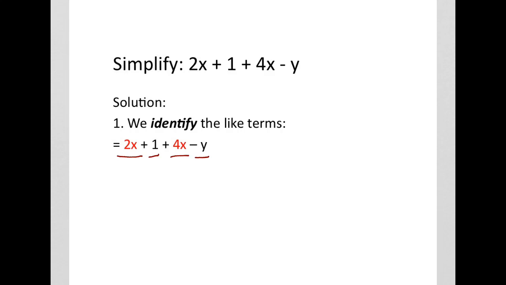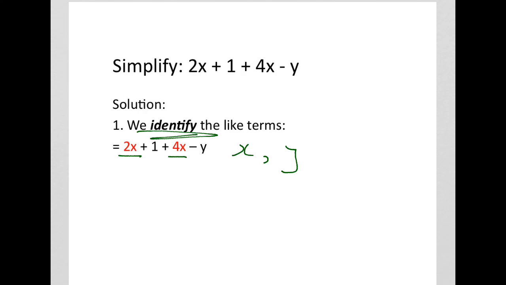In terms of the minus y and the plus 1, I didn't highlight those because they're both separate like terms, so we can't really do much with those for the meantime. So we've pretty much done that. In doing this step here, we've come to conclude that there's an x, there's a y, and there's a number 1.